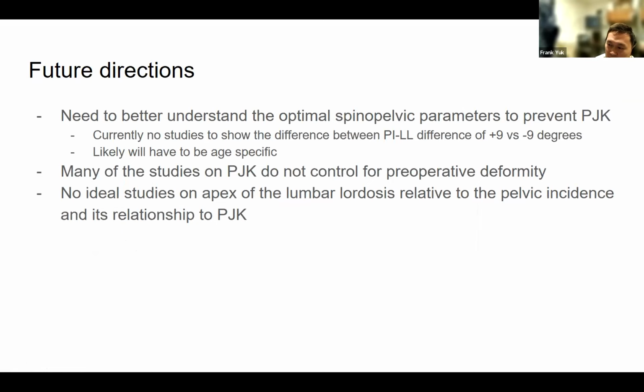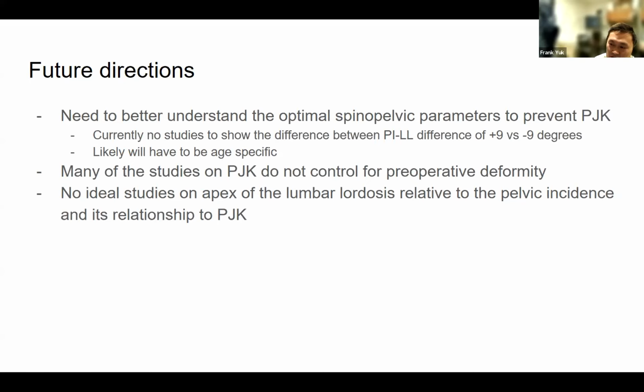to prevent PJK. Currently, there's no real good studies to show the difference between PI-LL difference, whether you match them plus 9 degrees or minus 9 degrees. That would require a very large patient population and significant amount of surgery. And likely will also have to be age specific. We don't want to be correcting 70, 80-year-olds down to 0 centimeters of SVA.